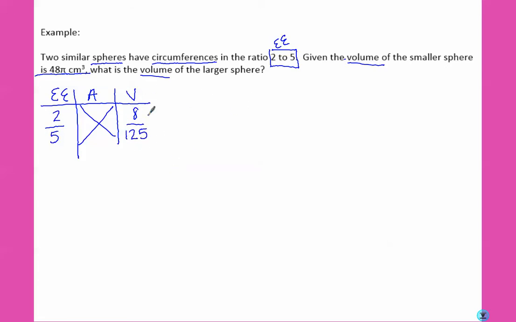Now that we have this ratio, we can set up a proportion. So 8 over 125 has to equal, now it said given the volume of the smaller sphere. We're going to put that on the top because that's where the smaller number from the ratio was. Small with small, big with big. And we want to know the volume of the large sphere. So we're going to put that as x on the bottom.